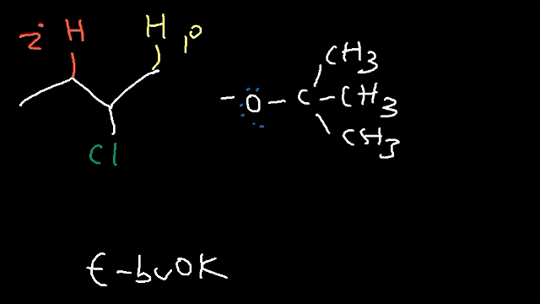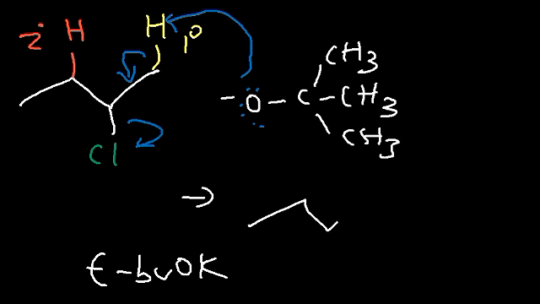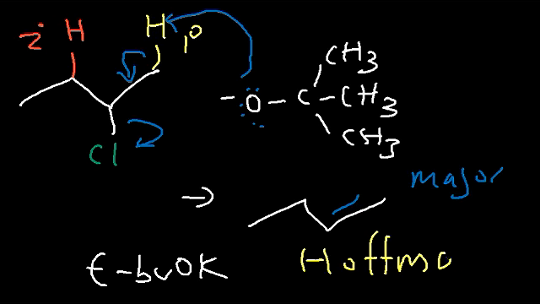So the steps are going to be the same. The base is going to grab the hydrogen, the carbon-hydrogen bond is going to break to form the alkene, expelling the leaving group at the same time. So this time we're going to get 1-butene, and 1-butene is going to be the major product, which is known as the Hofmann product, because this is the less stable alkene. So anytime you use a bulky base, it's going to go for the more accessible hydrogen, and so it's going to lead to the less stable alkene.